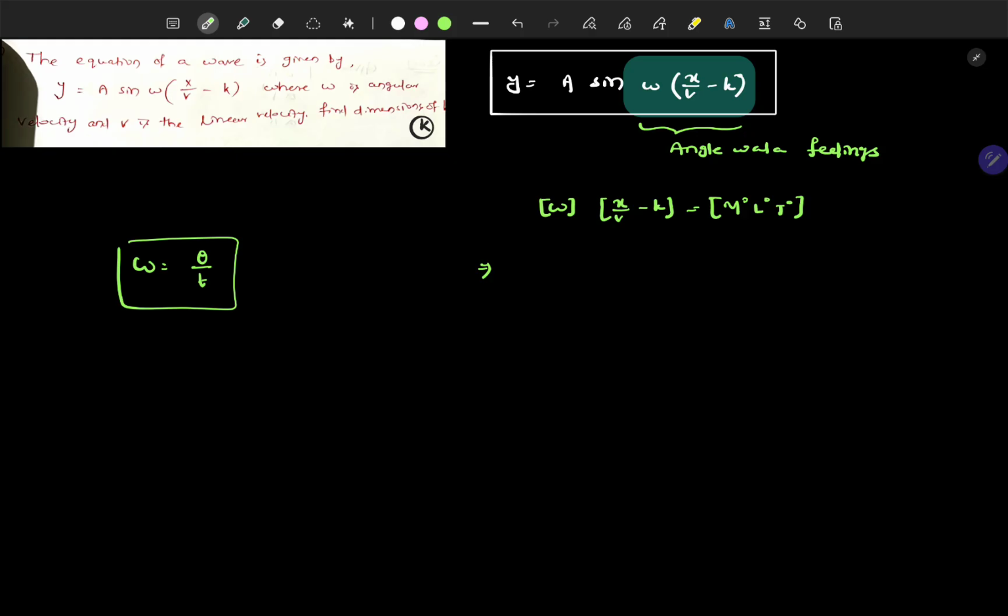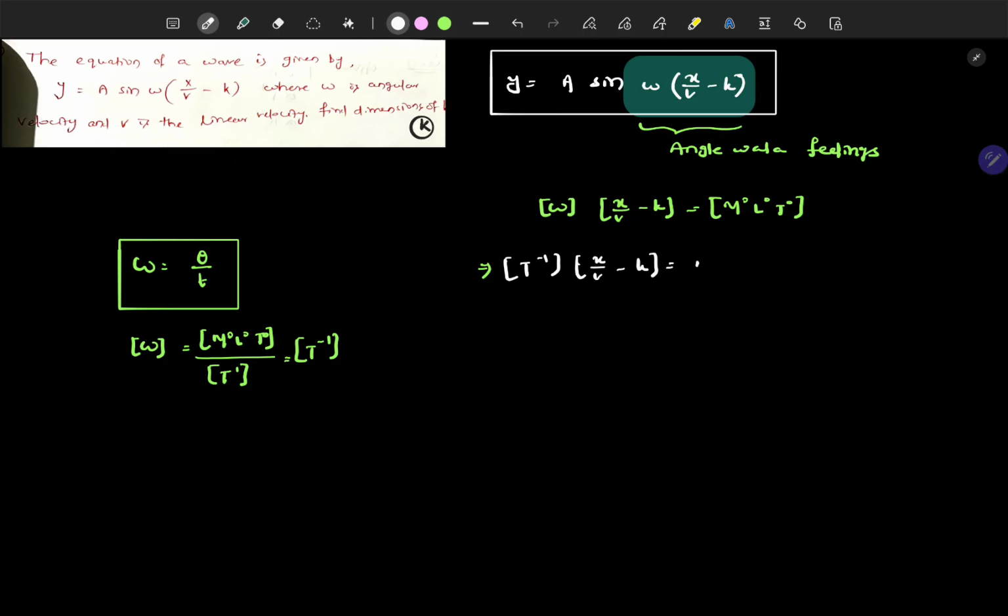Angle by time. So the angular velocity dimension will be: angular displacement is theta, theta is angle, that means M0 L0 T0, then divided by time dimension T1. So omega dimension is T power minus 1. This is the dimension of omega. So we can say T power minus 1 into x by v minus k dimension is equal to M0 L0 T0.